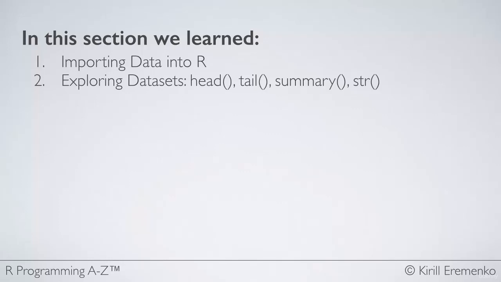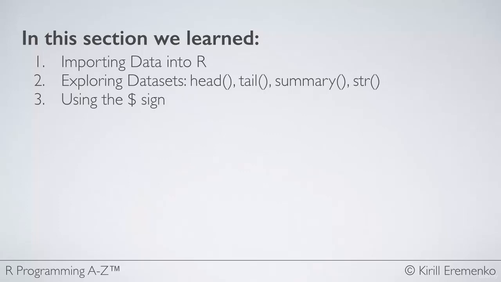So I showed you some of the tricks that I use to explore datasets, because it's always important to get acquainted with your dataset and also check for errors. Some of the functions that I recommend using are head to check the top 6 rows or whatever number of rows you specify, tail to check the bottom rows, then summary to get the summary of all of the columns in your dataset, and str for structure to get the overall structure of your dataset and see what type of columns it has and some sample values from there. So that's what we did for exploring datasets.